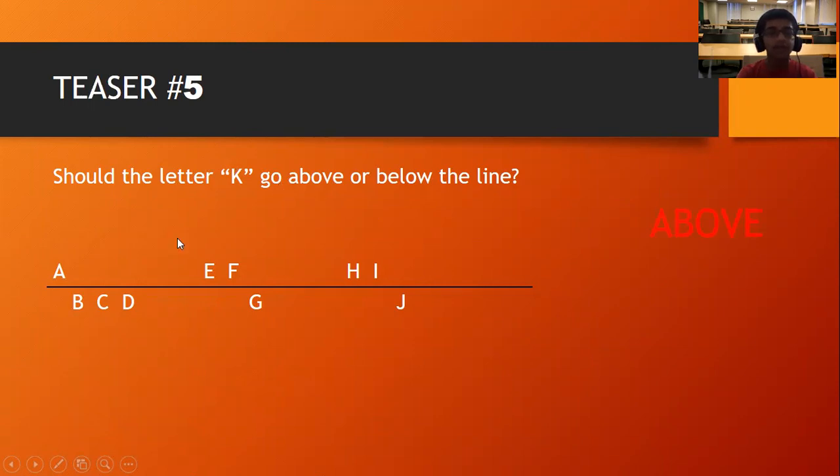Now, if you see, the letter A has straight lines, the letter E has straight lines, the letter F has straight lines, H also has straight lines, while I is fully straight. While the letters below, B, C, D, G, and J, all have some curved lines, like here in G, in J, in D, in C, and in B. So K is fully made of straight lines. There are no curves in the letter K. So it should go above.